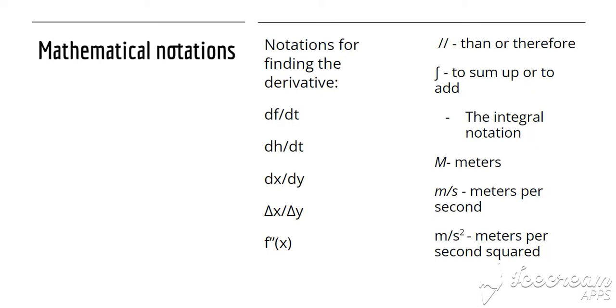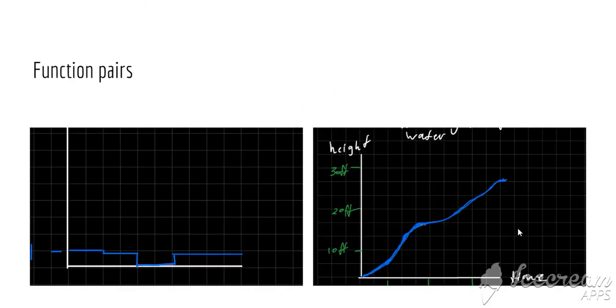Now we have some mathematical notations. All of these are just different notations for finding the derivative. These two lines mean then or therefore. This stretched out S means to sum up or to add, and it is also an integral notation. M means meters, M over S means meter per second, M over S squared means meter per second squared.